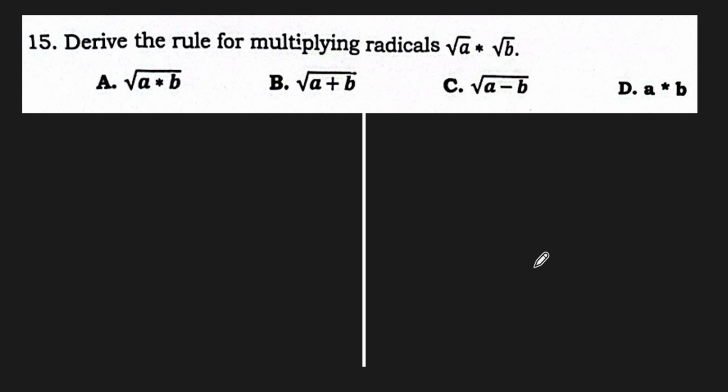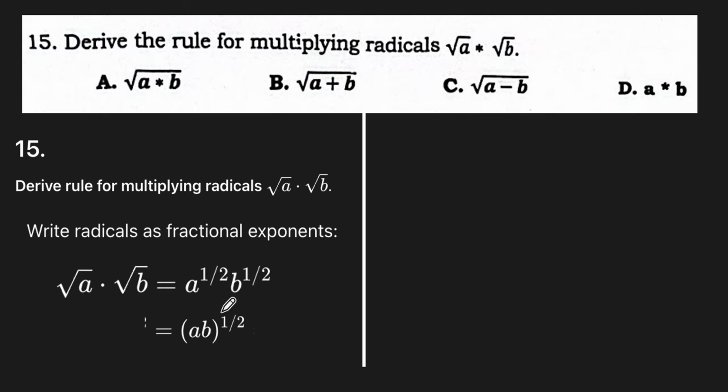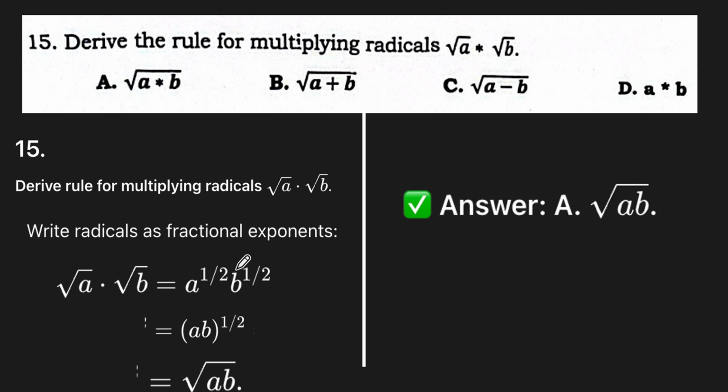Number 15, derive the rule for multiplying radicals, square root of a times square root of b. I think we can derive it using this rule. Write the radicals as fractional exponents, like square root of a times square root of b. We can write it as a raised to 1 over 2, b raised to 1 over 2, because that is a fractional exponent. And then we write the bases inside the parentheses, and we can raise it to one common exponent, 1/2. And then when we write here the ab raised to 1/2, we can write square root of ab. That's the other form. And the answer would be square root of ab.